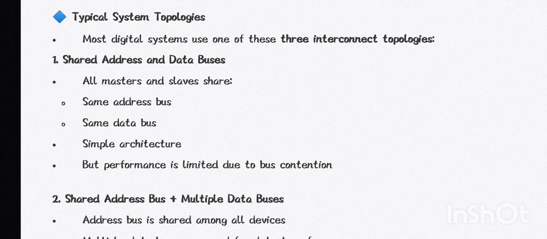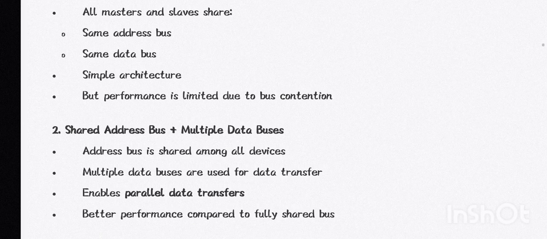In shared address bus plus multiple data buses, the address bus is shared among all devices, while multiple data buses are used for data transfer. This enables parallel data transfers and gives better performance compared to fully shared buses. In multilayer interconnect, multiple independent address and data paths allow multiple transactions at the same time. It is the highest performance architecture, used in high performance SoC designs.